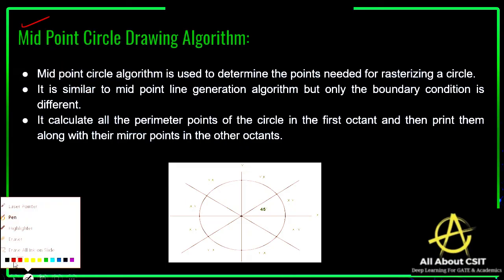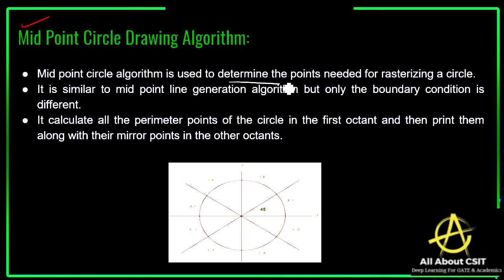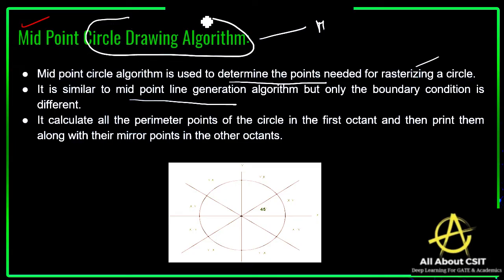Midpoint circle drawing algorithm is used to determine the points needed for rasterizing a circle. It is similar to the midpoint line generation algorithm. In line generation, there are different types: DDA line drawing algorithm, midpoint line drawing algorithm, and Bresenham's line drawing algorithm. These are the different types of line drawing algorithms. In the same way, if you consider circle drawing algorithms, there are two types.